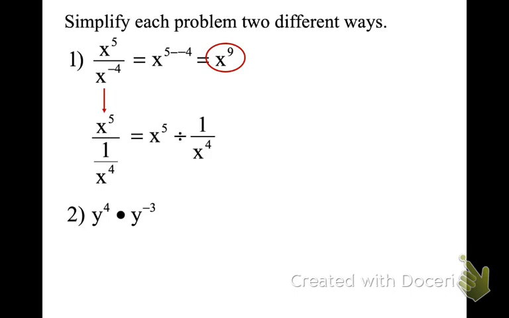So I'm going to do x to the 5th divided by 1 over x to the 4th. But we don't really divide. We multiply by the reciprocal. Okay, so now I get x to the 5th times x to the 4th, which is x to the 9th.